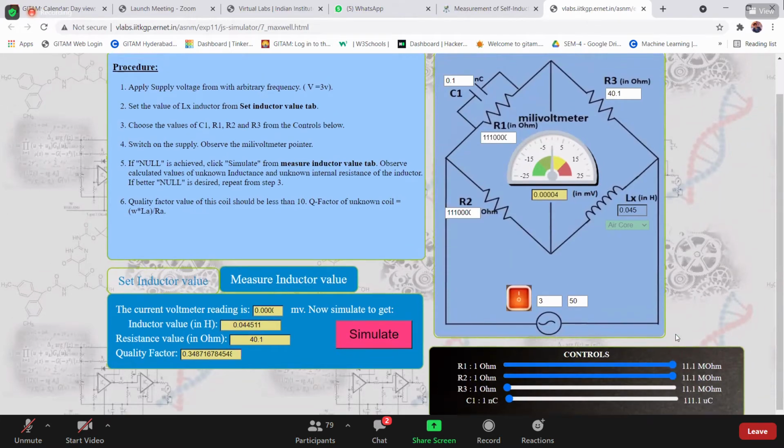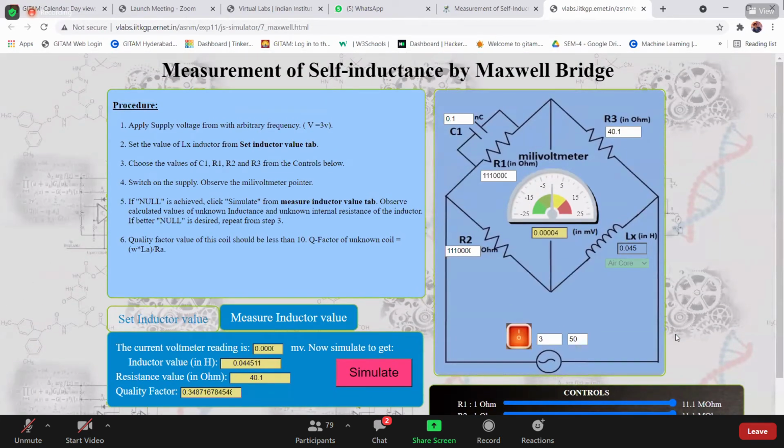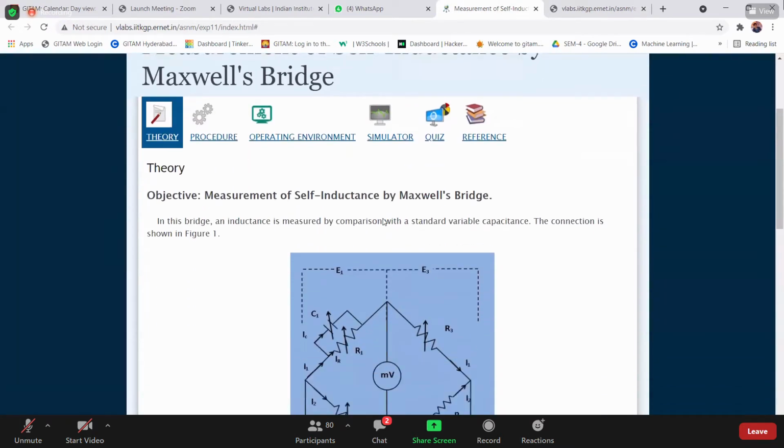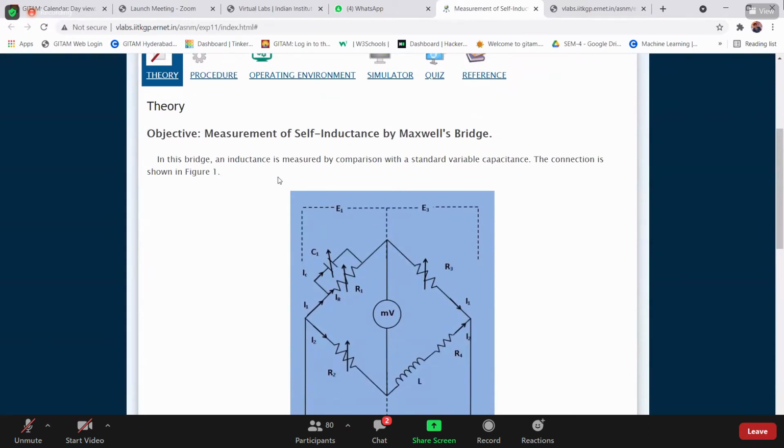It's the Maxwell bridge experiment. Go to the theory page and read out the theory. In this bridge, an inductance is measured by comparison with a standard variable capacitance, as the connection shown.